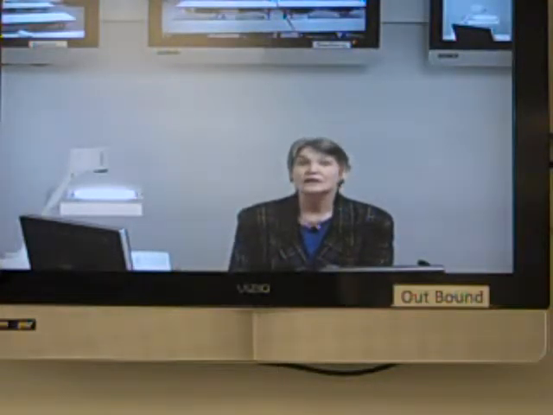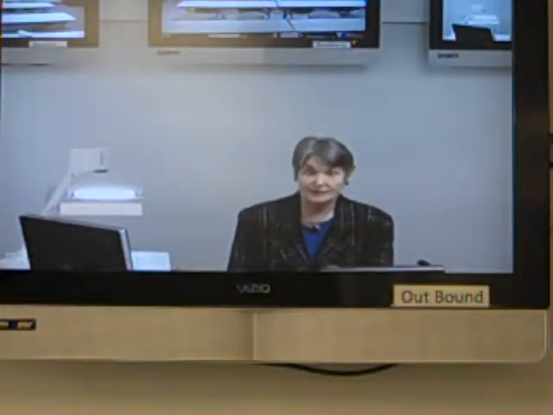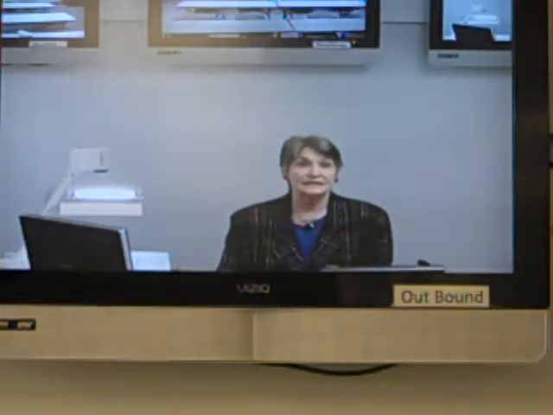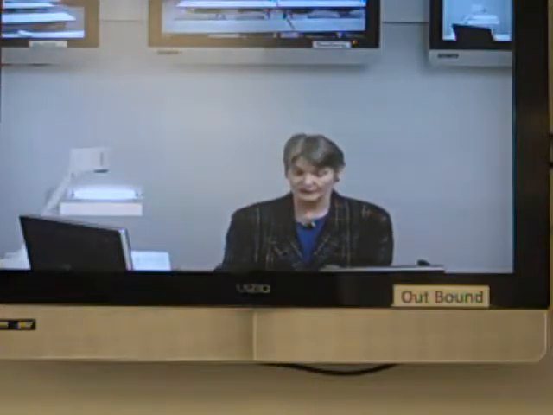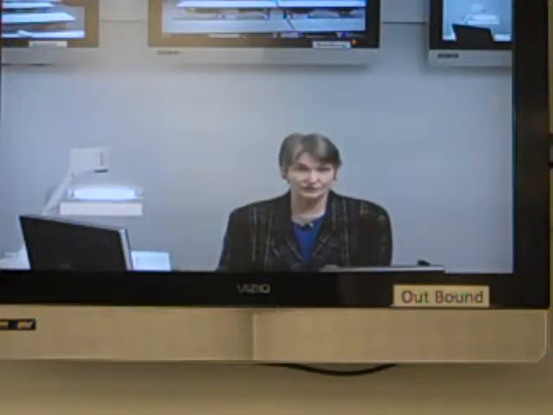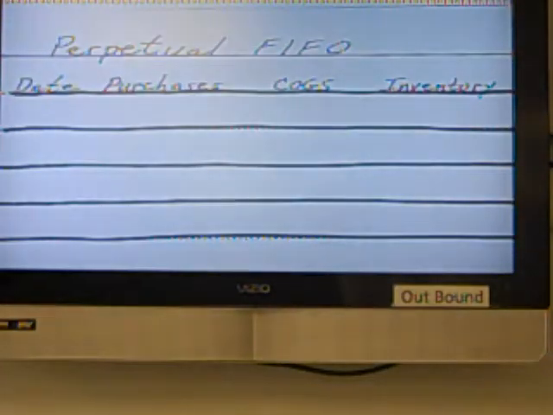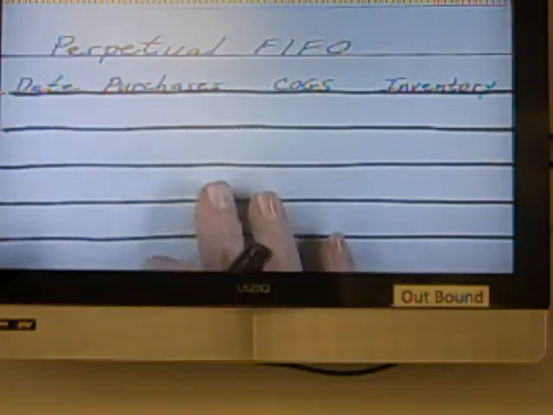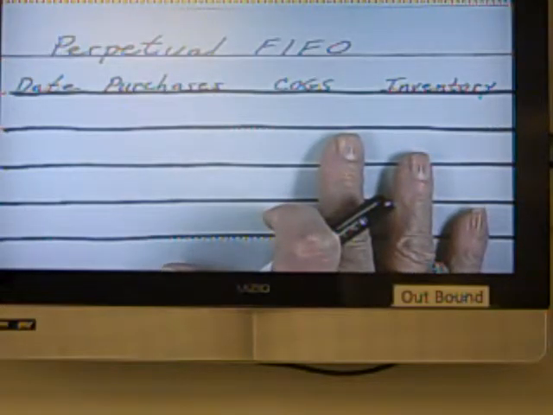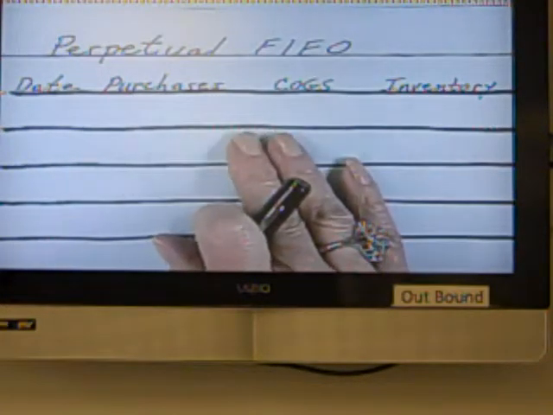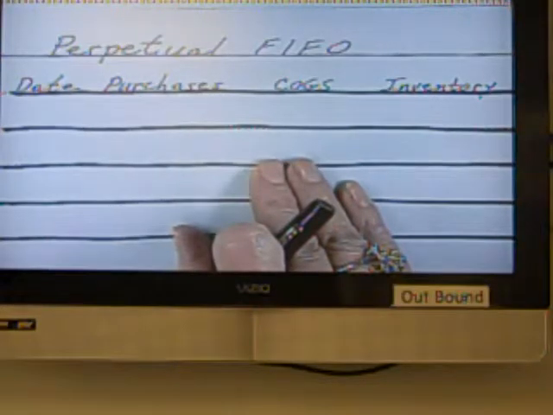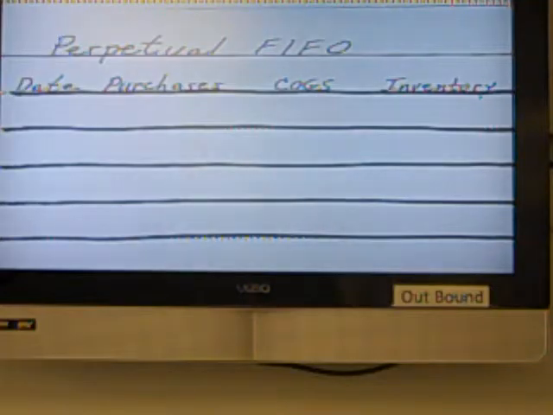So there are, of course, several methods of valuing that ending inventory. The one we're going to look at today is the FIFO method under the perpetual system of inventory. So let's look at valuing inventory using perpetual FIFO. Now I have something similar to an inventory record or an inventory ledger, and I'm going to show what happens during the month with purchases, sales, and inventory.